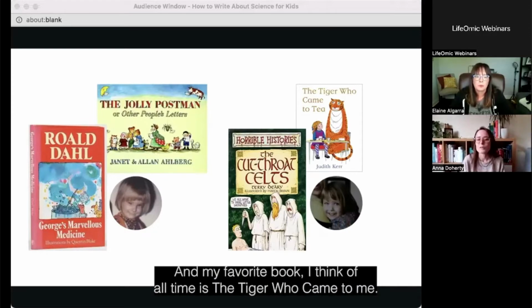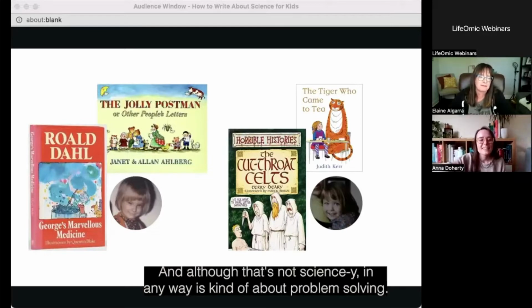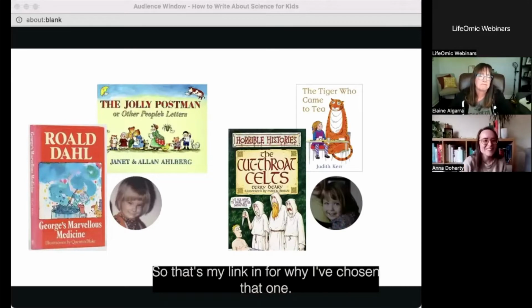And my favorite book, I think, of all time is The Tiger Who Came to Tea. And although that's not sciencey in any way, it is about problem solving. So that's my link in for why I've chosen that one.